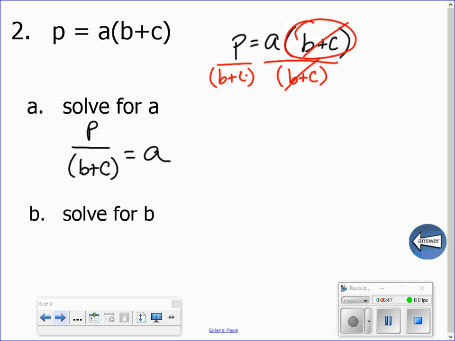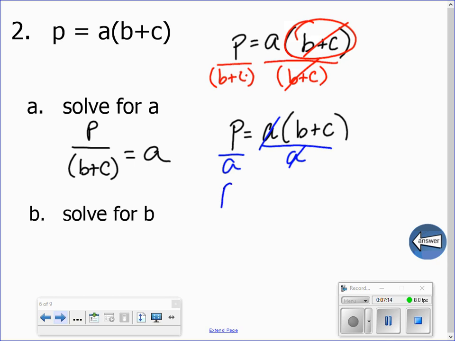If we want to solve for b, we're going to have to do a little bit more on this one. Again, we're following reverse order of operations. So there is no adding and subtracting on the outside. We do have multiplication. So we're going to have to get rid of this multiplication of a first before we can do anything inside this parenthesis. So we divide both sides by a. That's going to get rid of the a's here. So now we have p divided by a is equal to b plus c.